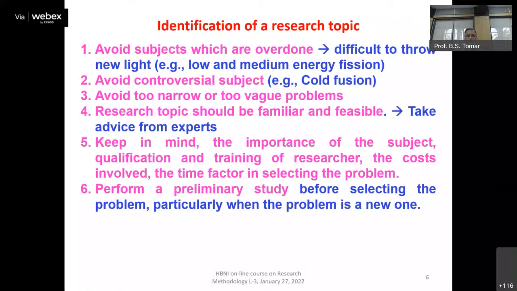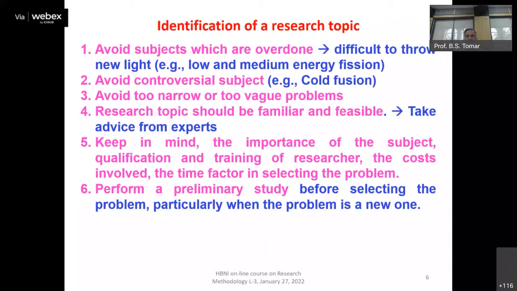So whatever kind of training that you will be getting, whether you have sufficient guidance in the institute for doing that work, what are the costs involved? Suppose you are planning to install a big equipment. The project involves a big equipment, whether the money is available, and the time factor in selecting the problem.